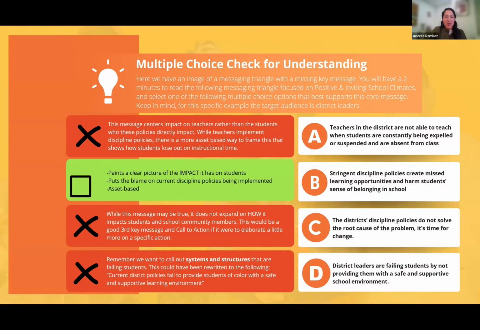Any questions on this specific check for understanding? We have one more specific to sound bites. We're all good? Awesome.